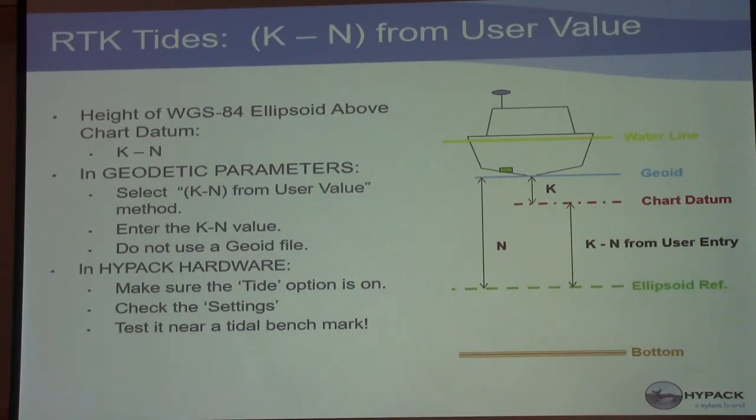K minus N from the user value is that other option where you can just go in.